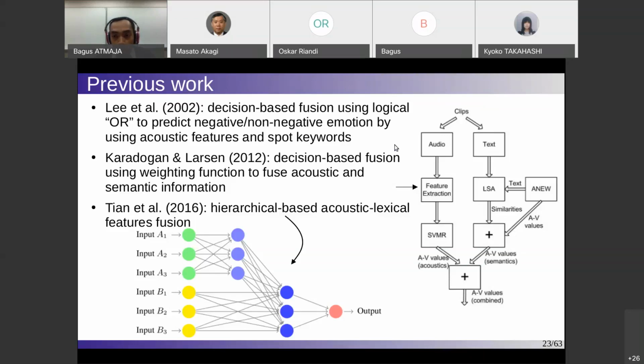The focus is to make a weighting factor here. For example, acoustic 0.6 and linguistic 0.4, or acoustic 0.3 and linguistic 0.7, etc. So they also use different kinds of linguistic information. And in 2016, Tian et al. proposed hierarchical-based fusion to combine acoustic and lexical information.